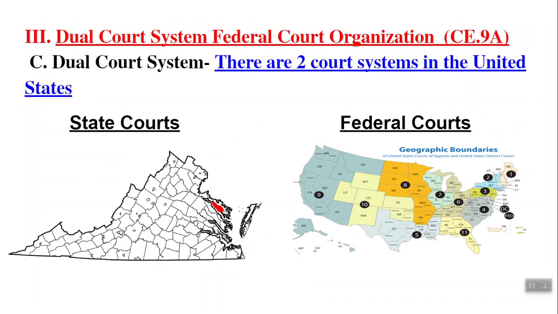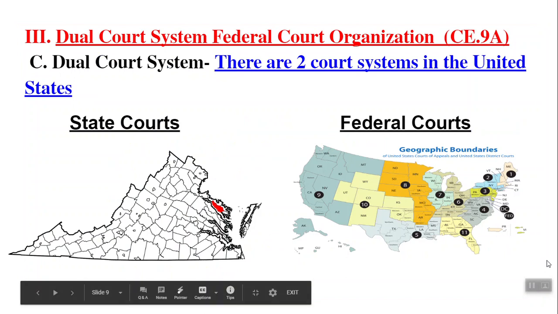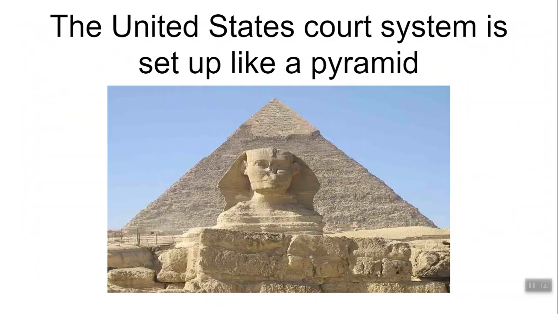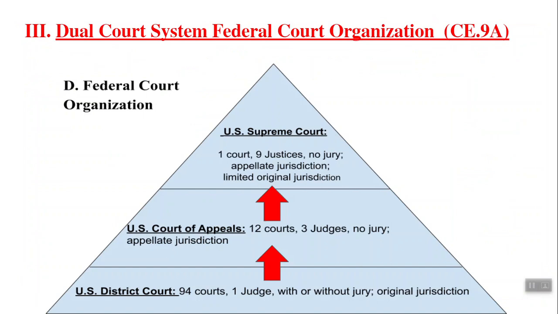Now we say we have a dual court system. That means there are a federal court structure and also a state court structure. So every state has their own system. You can think of the court system as a pyramid. And right here we have the three different types of federal courts. At the bottom, the U.S. District Court, the U.S. Court of Appeals in the middle, and then at the top, the one United States Supreme Court.